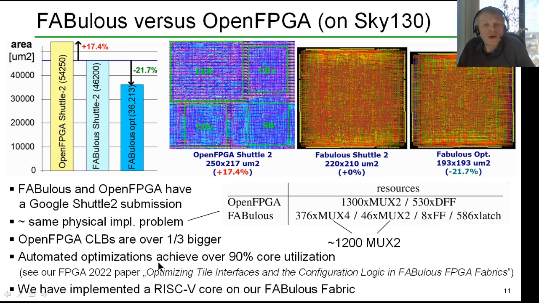With all these optimizations, we are now getting to north of 90% core utilization. So that's actually getting as good as it can be. The fabric itself is really, really useful, and we were able to implement a RISC-V core on our Fabulous fabrics.